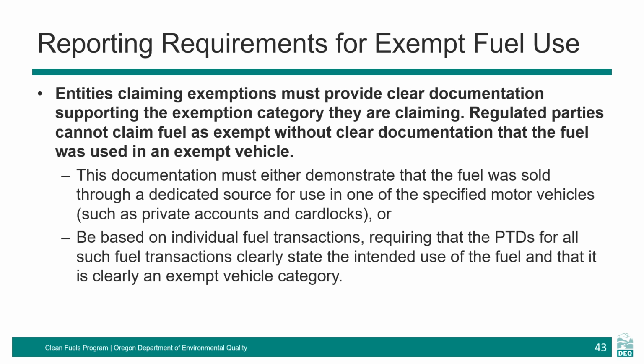Entities claiming fuel as exempt must maintain thorough documentation. This can be done by either demonstrating that the fuel was sold through a dedicated source for exempt use, such as private accounts or card lock systems that track if an exempt vehicle is being fueled, or by having product transfer documents that clearly indicate the exempt use for that fuel. For example, a product transfer document could show that the fuel is being sold to military vehicles or to racing activities. Without this documentation, the exempt claim will not be accepted.